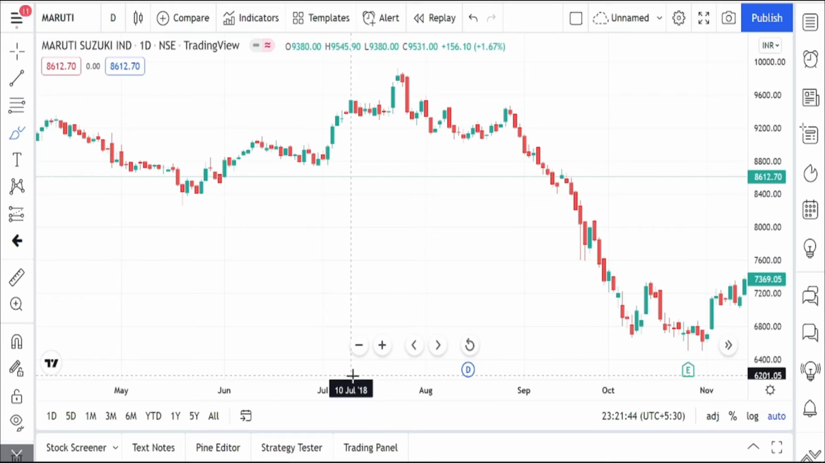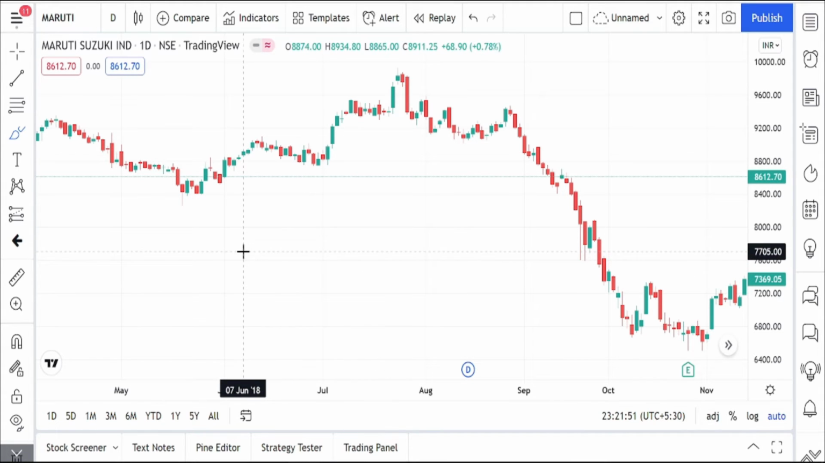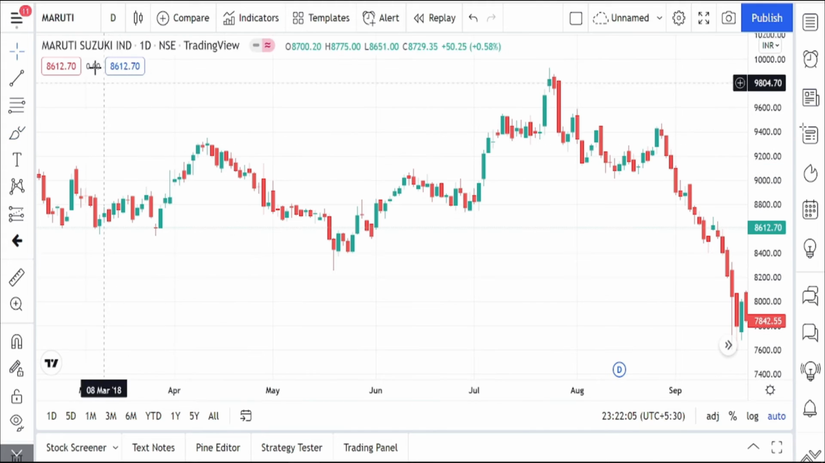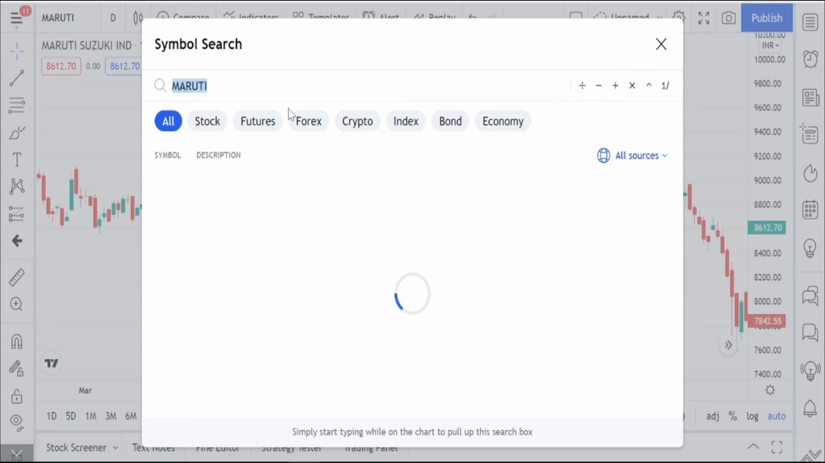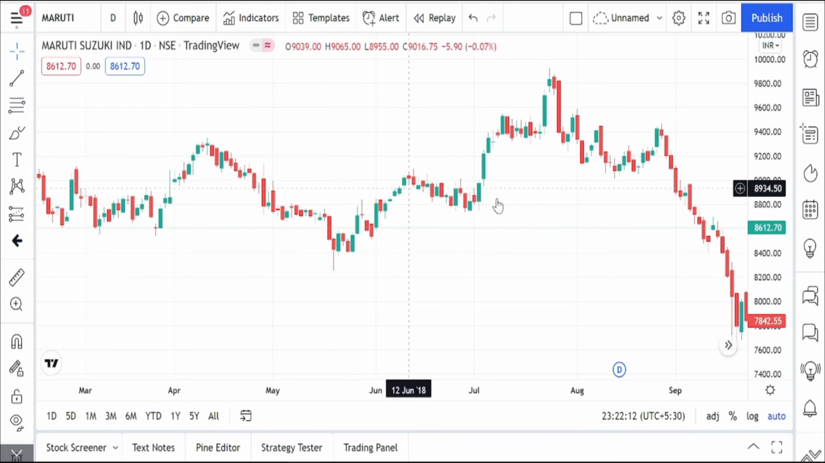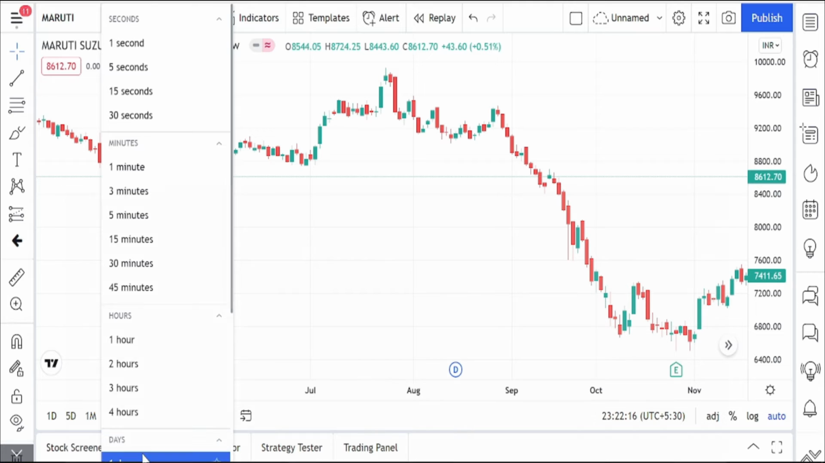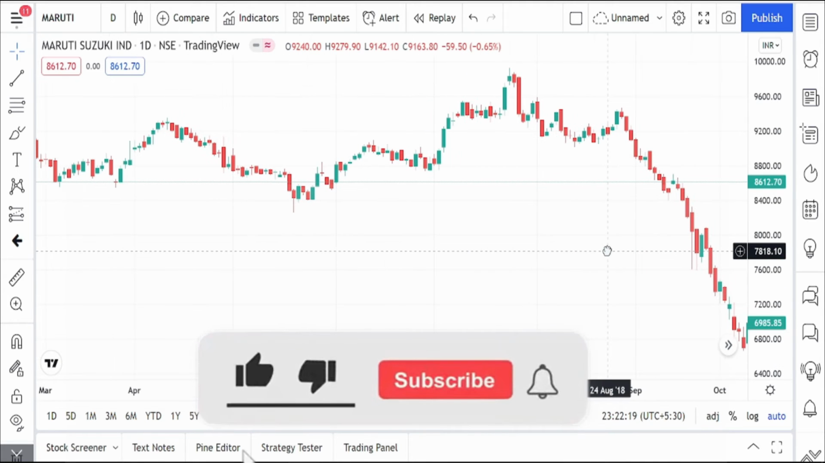It could be a moving average crossover or any other technical indicator. All right, friends. Now we are on the TradingView platform. Let us try to figure out the Harami patterns on the chart. I have taken the Maruti stock and I'm using a 1 day time frame. You can see here. Now let us try to figure out.